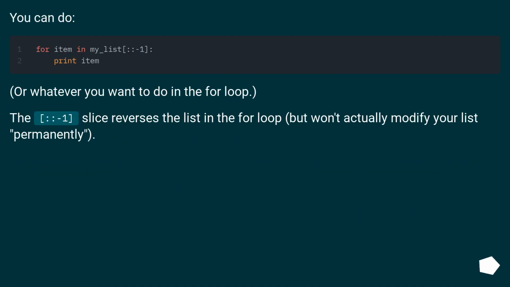You can do or whatever you want to do in the for loop. The column -1 slice reverses the list in the for loop, but won't actually modify your list permanently.